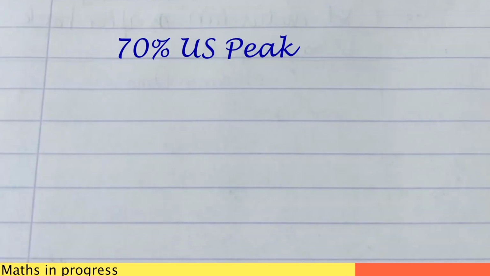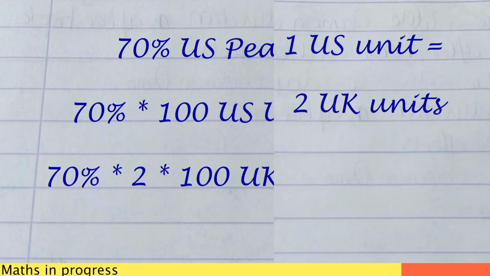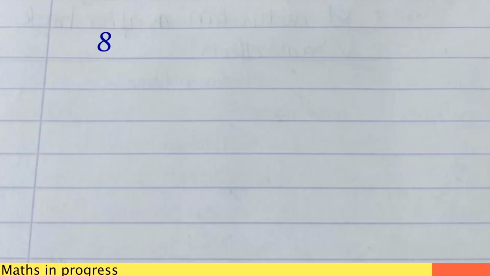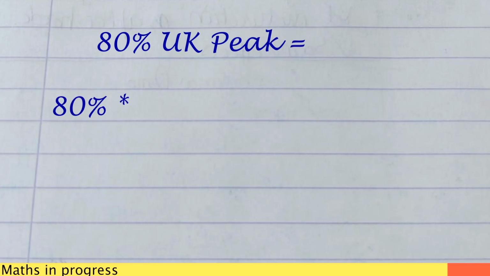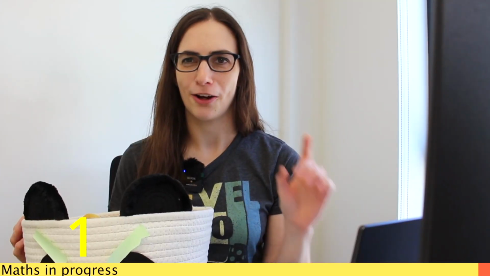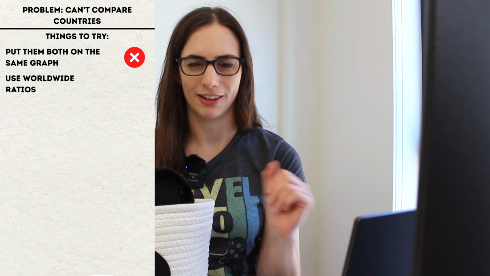70% of the US peak is 70% times 100 US units. That's 70% times 2 times 100 UK units based on our scaling factor there, and that's equal to 140 UK units. And now looking at it from a UK perspective, 80% of the UK peak is 80% of 100 UK units, which is equal to 80 UK units. Last time I checked, 140 was not double 80. Just because the US peak is twice the UK peak does not mean that the entire US dataset is twice the entire UK dataset. So, okay, we can't just take the worldwide ratios and apply them to the data to be able to compare countries.